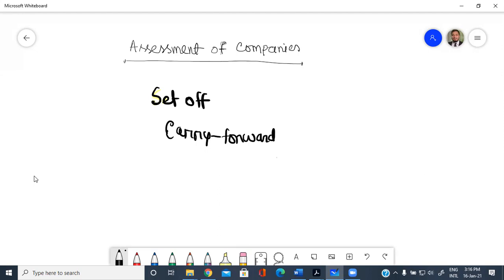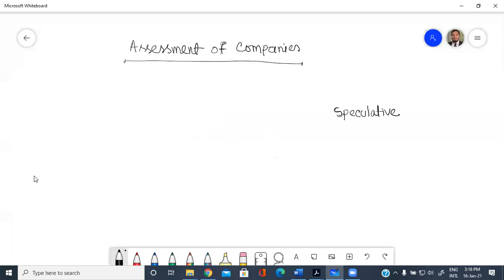Can you recall what was the rule applicable if you face loss from the speculative business? Sir, only speculative business income has to be used to carry forward this loss. Okay. What about the set off? So set off is the same.